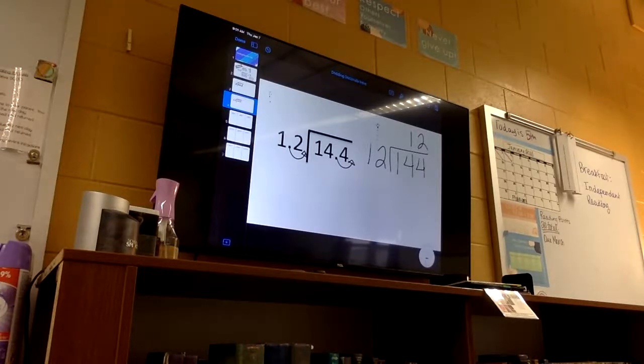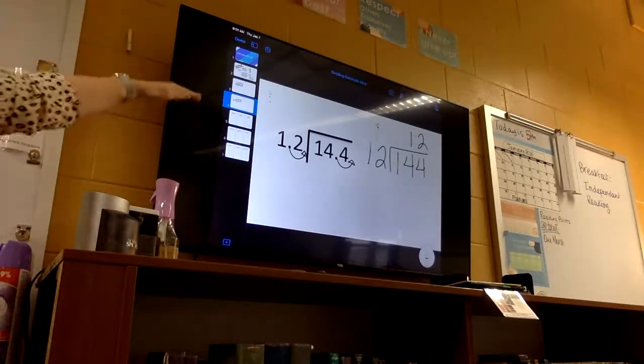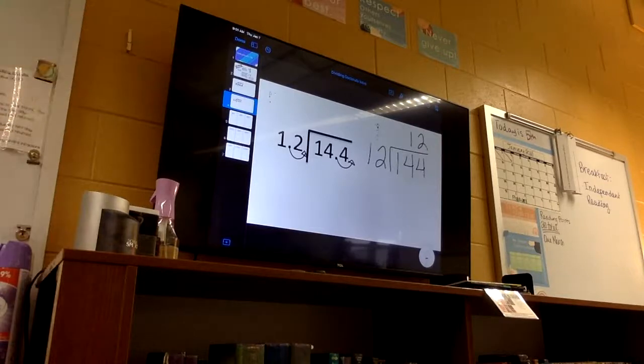Just remember, always, always, always look at the number outside of your house first. If it's a whole number, I do nothing. If it's a decimal, I move it. Which way? Always, always, always to the right. So you move it to the right. We feel good so far?